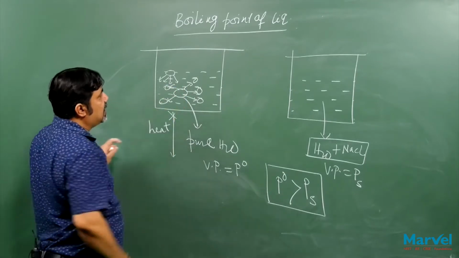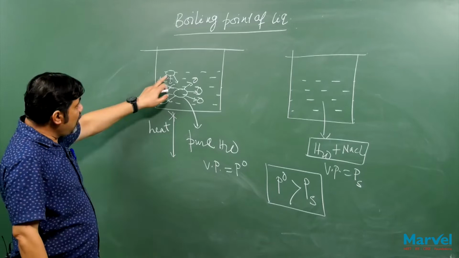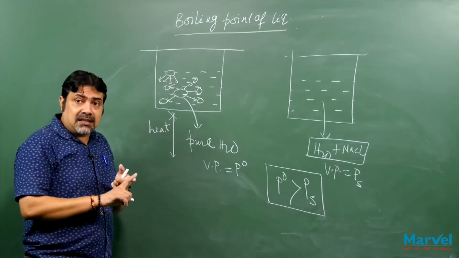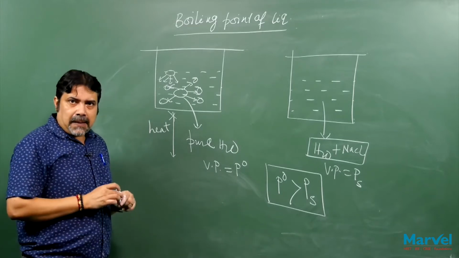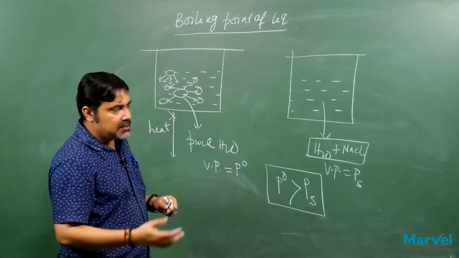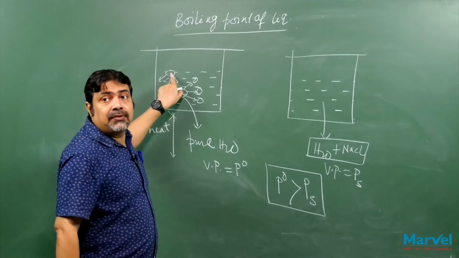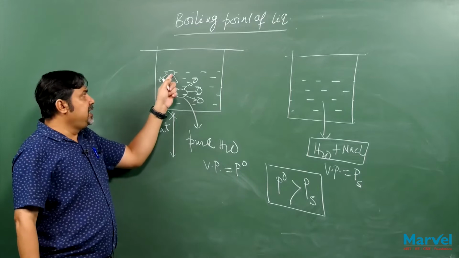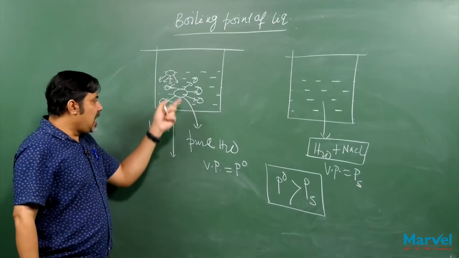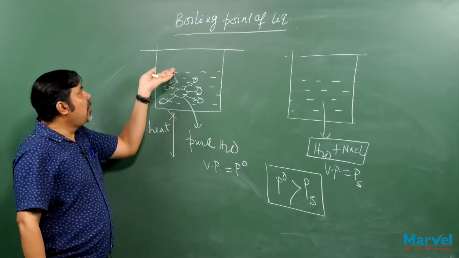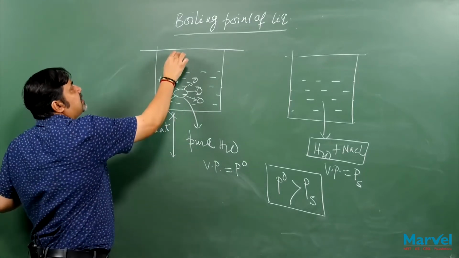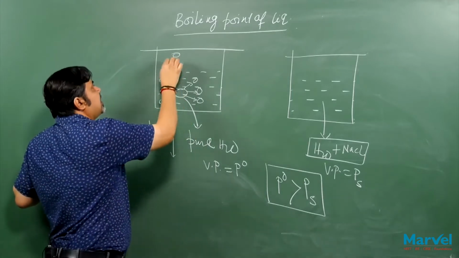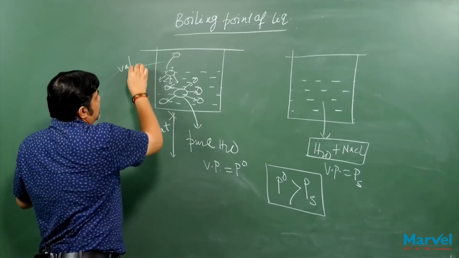They don't have any unbalanced force of attraction. But the molecules on the surface have an unbalanced force of attraction towards the bulk of the liquid. Because of this unbalanced force of attraction, they have a very high energy state. When you apply heat, the molecules are already in tension and high energy, so they easily leave the surface and come over here. This process is called vaporization.